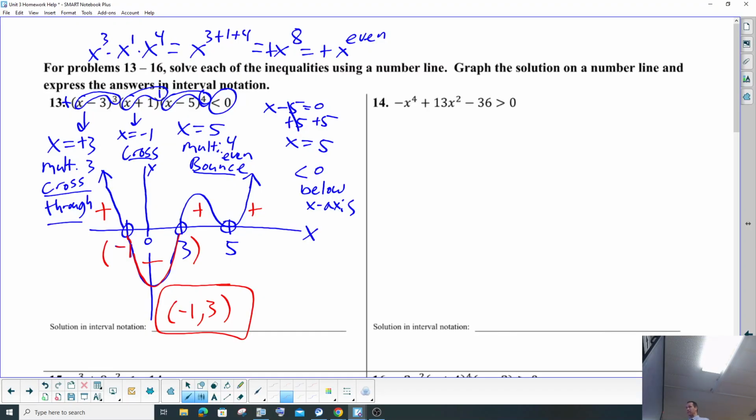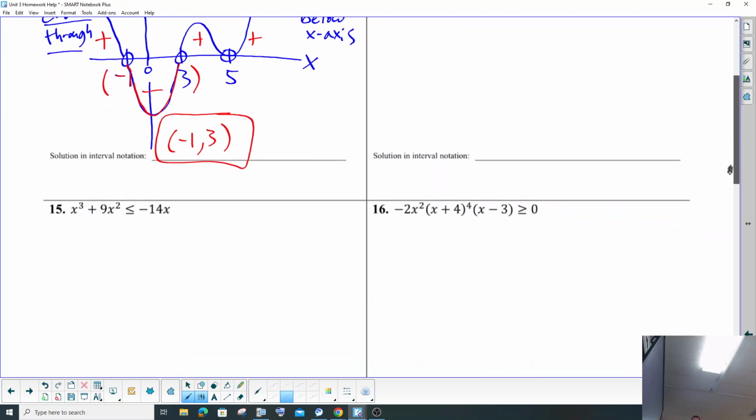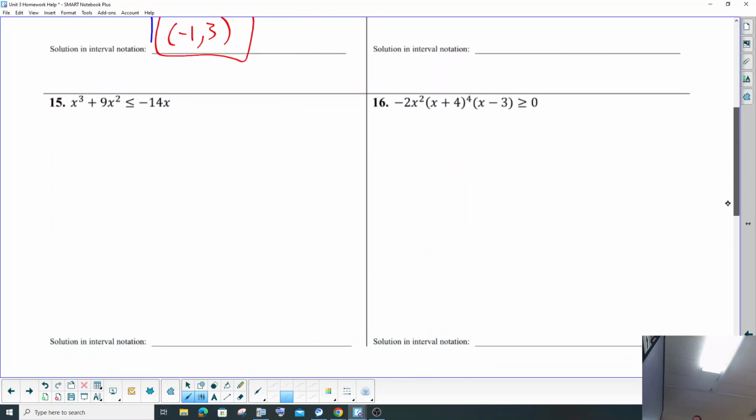Yep, that is correct. Good job. So that's number 13. Good job. That's number 13. Let's see here. So number 15, you are going to have to get everything to the other side first, okay?